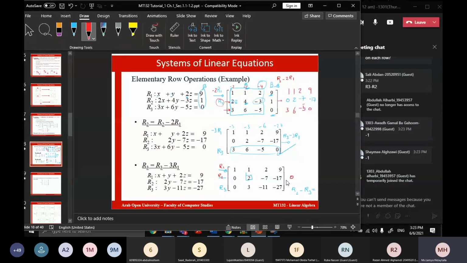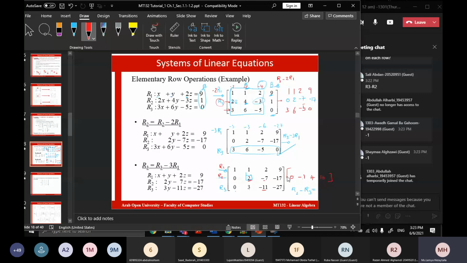So I have 0, because 0 minus 0. 2 minus 3 is minus 1, correct? Minus 7 minus minus 11, that means plus 11, which is 4, correct? And then minus 17 minus minus 27, that is plus 27, so it is 10. And now here, instead of 2, I have minus 1.